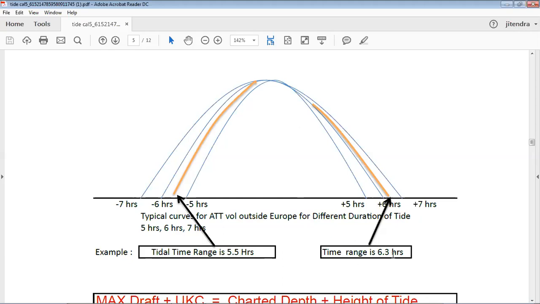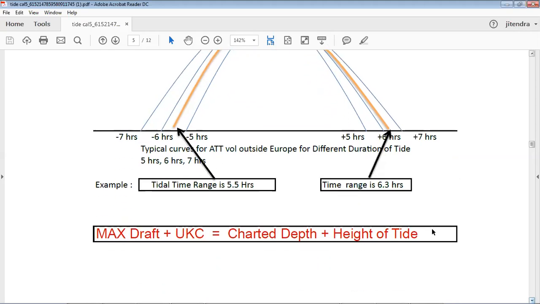Now suppose the tide range was 6.3 hours, that is 6 hours 18 minutes, and it was a falling tide or ebb tide. Falling tide is also called ebb tide, and rising tide is also called flood tide. Since it was an ebb tide or falling tide, we will use the right hand side of the graph, and 6 hours 18 minutes. So this part we will divide approximately into 3 parts. We'll draw a rough hand sketch, which is like this: 6 hours 18 minutes. Then you can write this formula: maximum draft plus UKC is equal to charted depth plus height of tide.